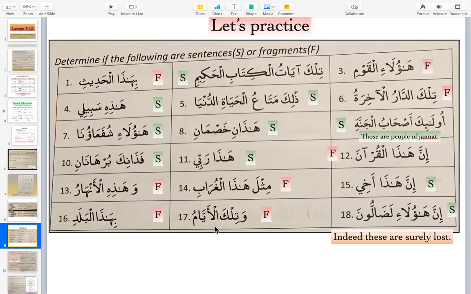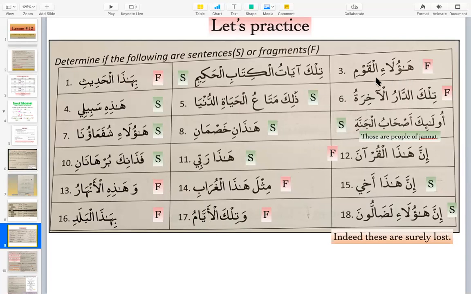Watilkal ayyamu. So again, watilka. So this is our ismul ishara, and I see al over here. So this is my fragment. And why is tilka used? Because ayyam is our broken plural. Okay, so that's why this tilka is used. And how am I gonna translate tilka? Ayyam means days. So those days. I'm supposed to translate it as plural because of ayyam. Okay, so those days.